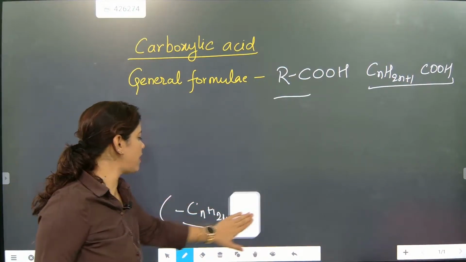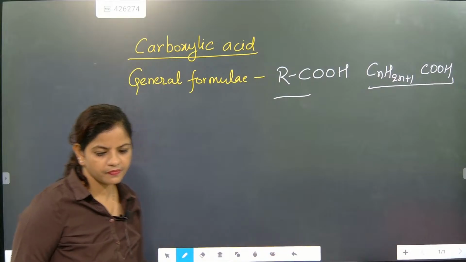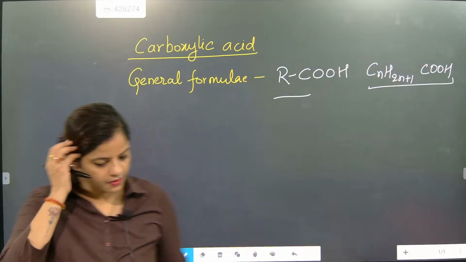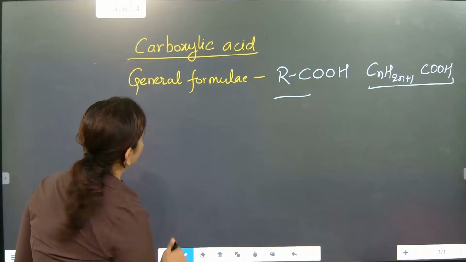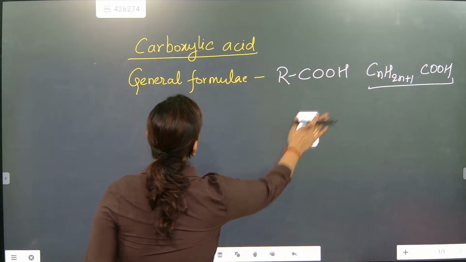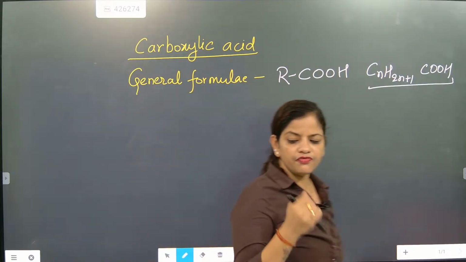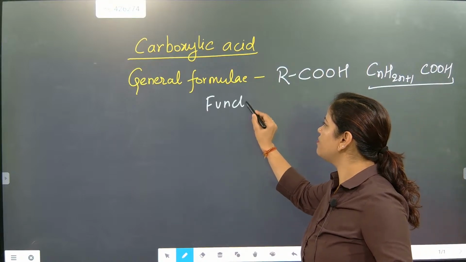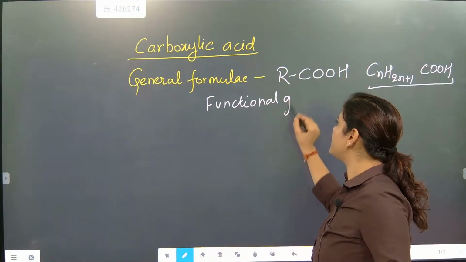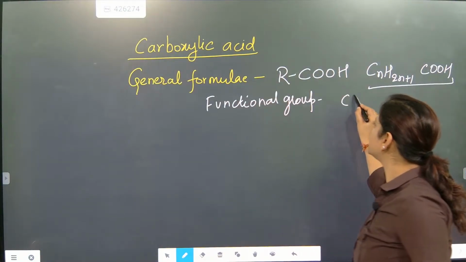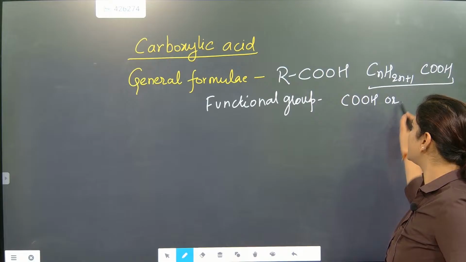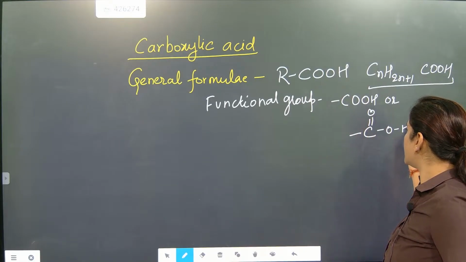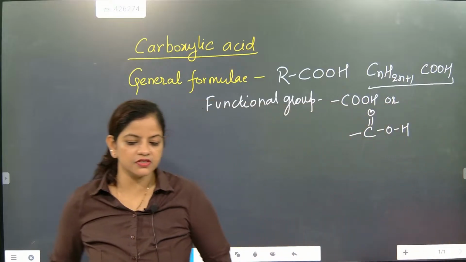Tarun, Satya, Maya, Praveen. Understood. So this is the general formula. Now what is the functional group? What is the functional group formula? Our main specific functional group is represented as COOH, or we can write C with a free bond, OOH. This is a way of writing.